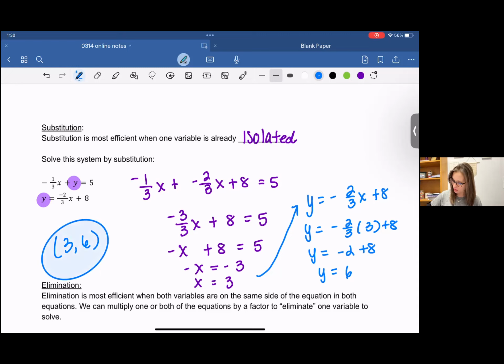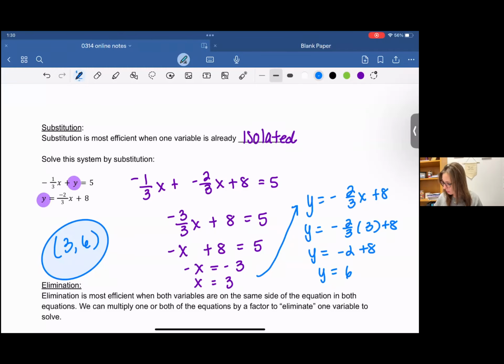So these are lines. I meant to box that, but that's okay. These are lines, and they're not both in y equals form, but I could easily get them that way. And I'm saying that these two lines have the same point. They intersect at (3, 6).